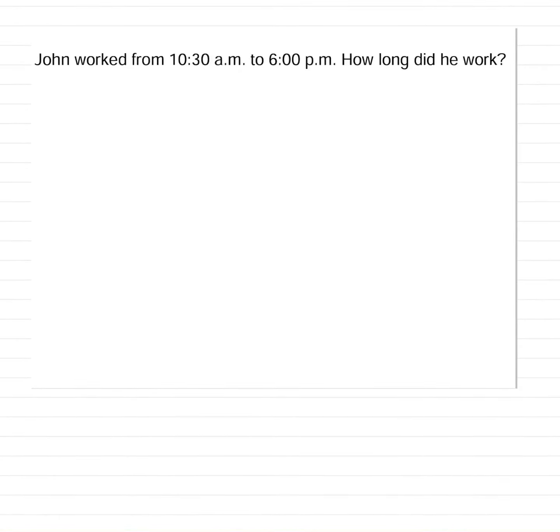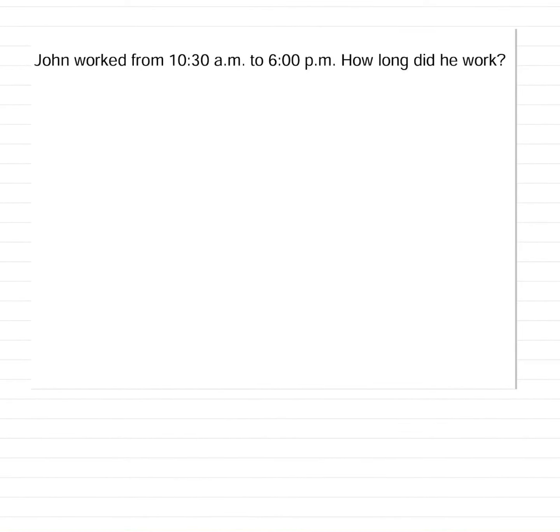Last one here. So John worked from 10:30 a.m. to 6 p.m. How long did he work? So for the 6 p.m. here, I'm going to change that to 24 hours. So just add 12 to it, so it's 1800 hours. And then we're going to subtract 10:30 from this.